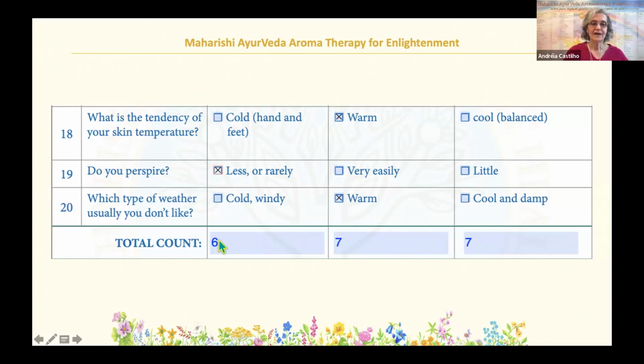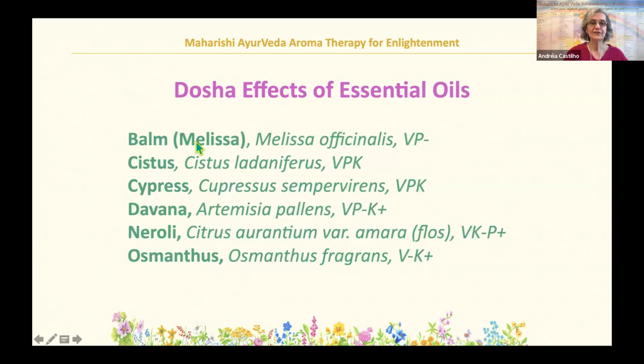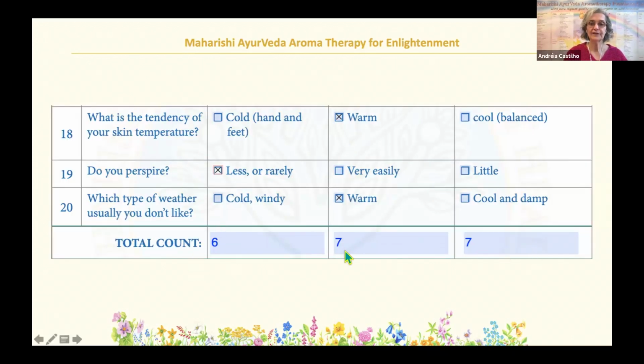And in this case, we have a total count here for each column for Vata, Pitta, and Kapha of 6, 7, 7, just as an example. In this case, and we learn how to do this, we learn how to assess based on the scores what is the person's predominant dosha or doshas. In this case, this is Vata, this is Pitta, this is Kapha. This person is a Vata, Pitta, Kapha. And now let's consider a list of essential oils and their specific dosha effects and see which ones are most suited for someone who is a Vata Pitta Kapha.